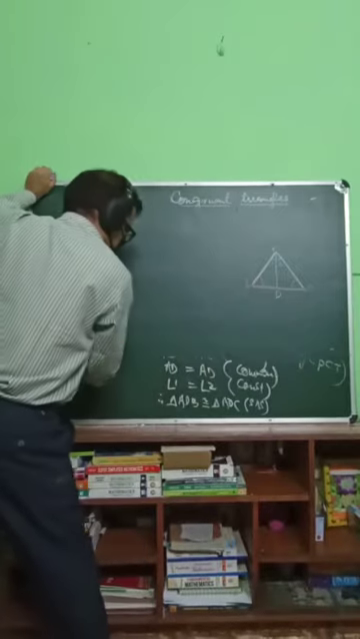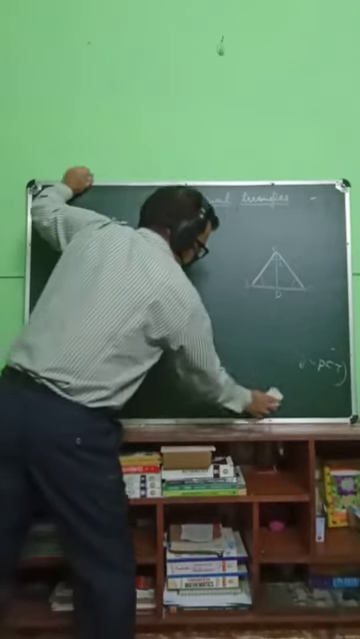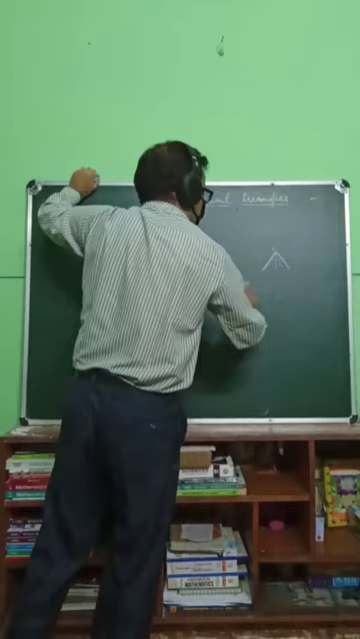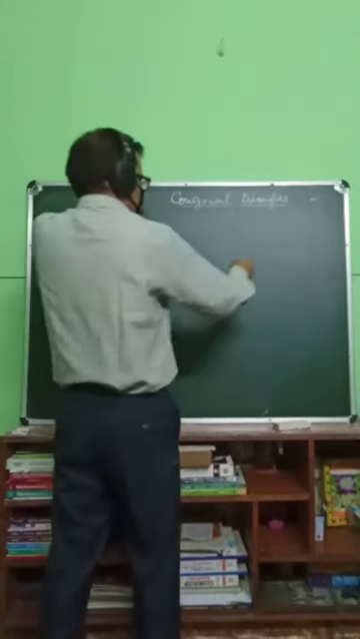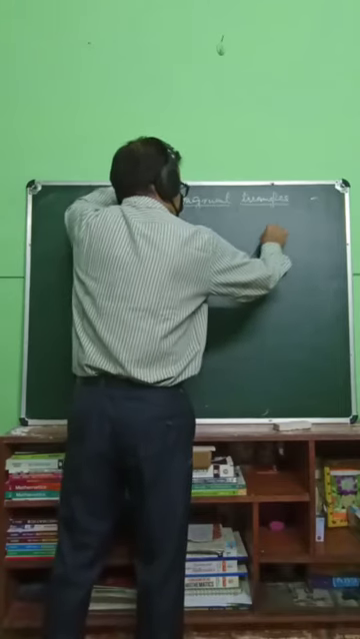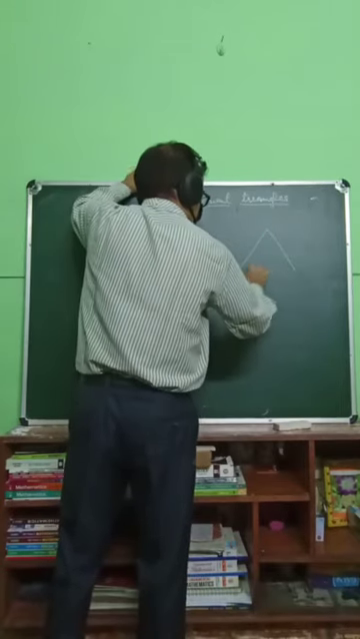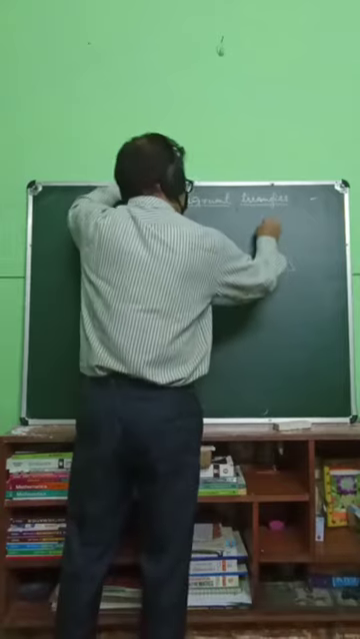उधर sides दिए थे equal. Here the sides were equal. Now we are having angles equal. So let us make another triangle. Again the same triangle we will make. This is a triangle ABC.